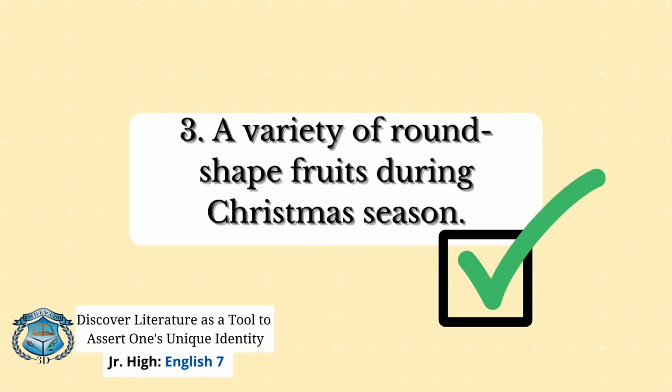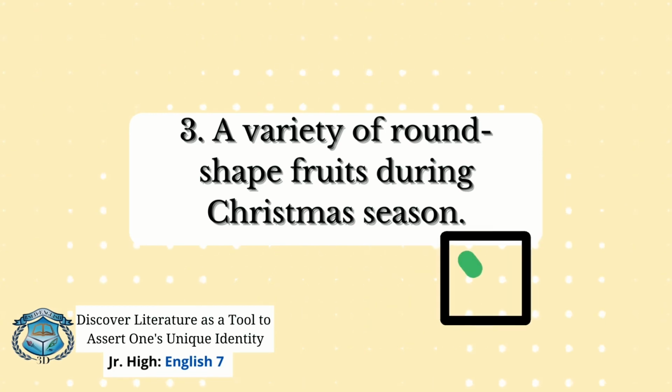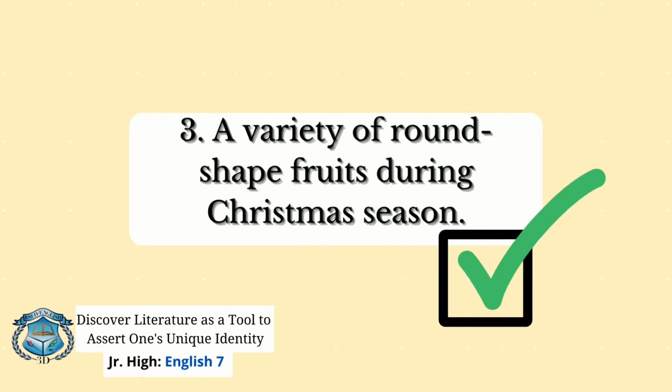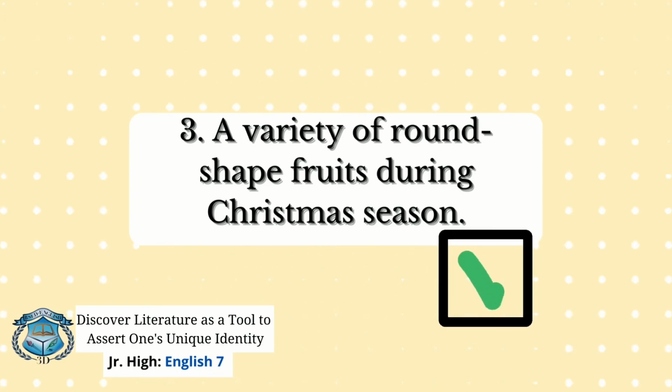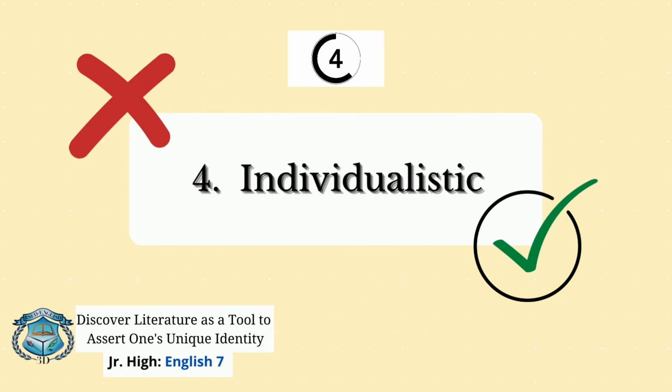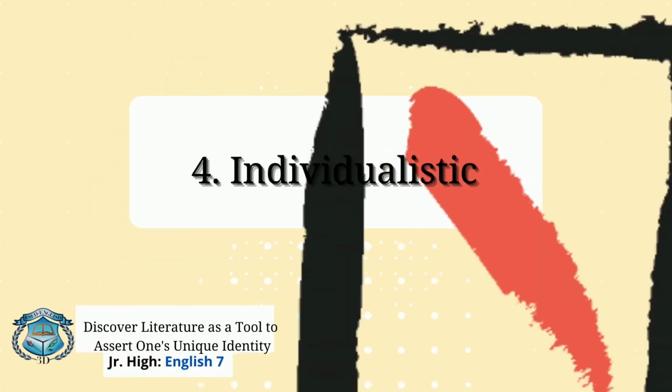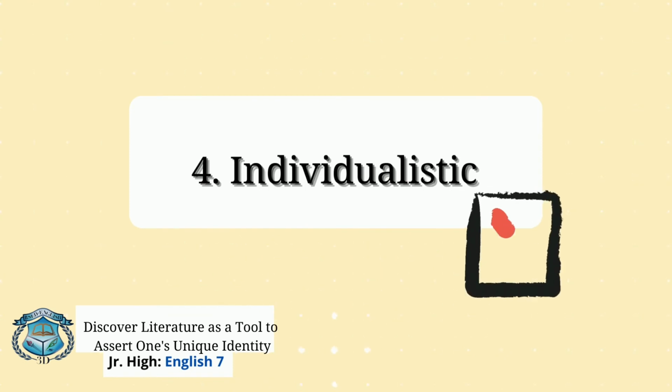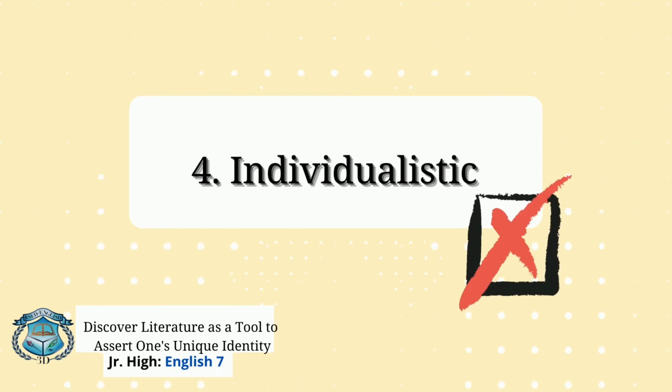The answer is check. If you have noticed, during Christmas and New Year, your family would have plenty of round-shaped fruits on the table. That is because we believe that it will bring us luck and blessings. This is X, because individualism is a common trait in most Western culture. Accomplishments are done for the individual rather than the group, and they value personal space very much.